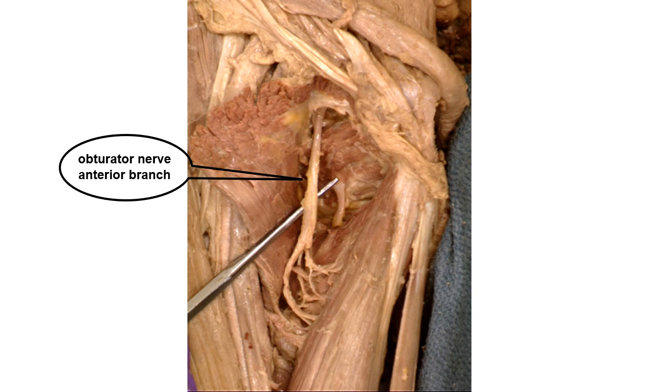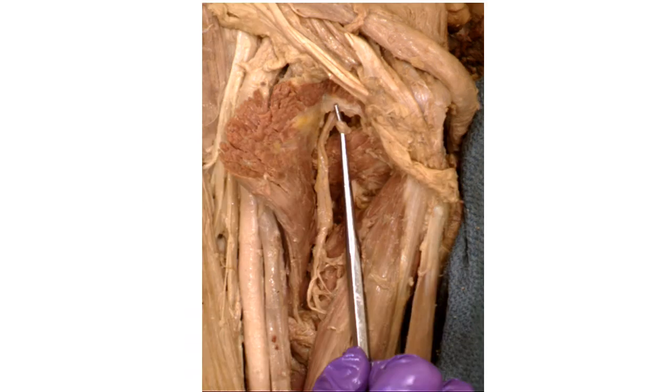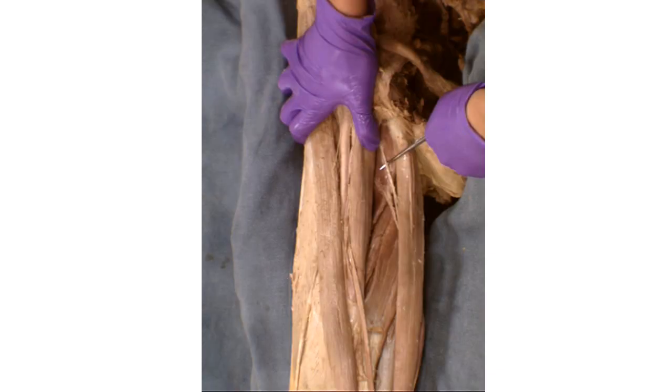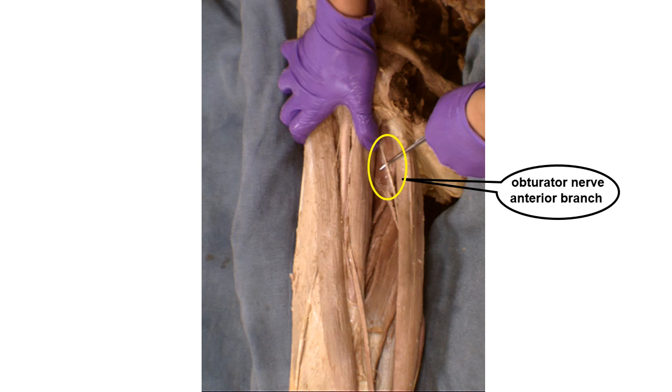You go lower down, you see it's branching to supply different adductor muscles. Now, just medial to the anterior division, you can find the posterior division of the obturator nerve. This slide is showing a dissected medial side of the thigh, and without cutting any muscle or reflecting any, you can see the anterior division of obturator nerve.